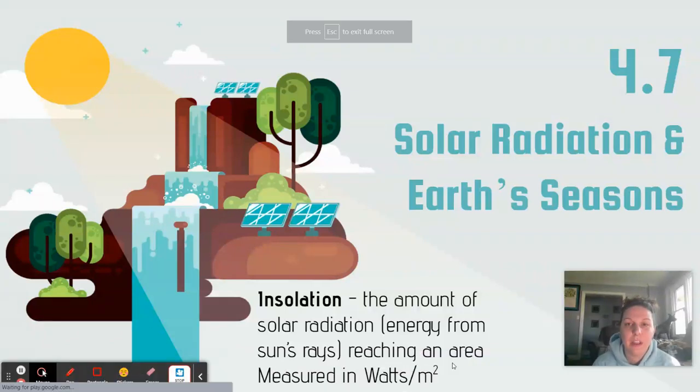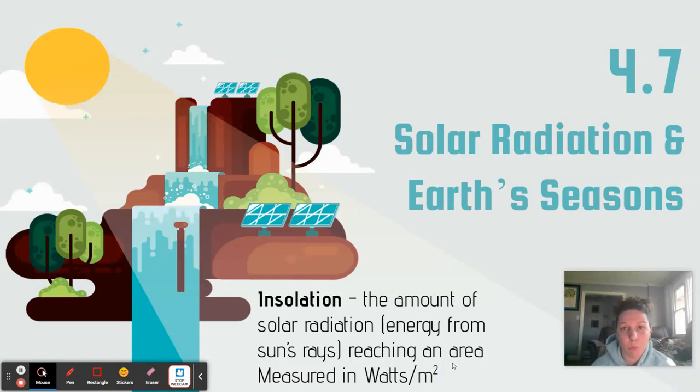Okay, guys, so we don't have that many slides today, but we do have a lot of information to cover. So we're going to go through 4.7, 4.8, 4.9, which is all going to be focusing on things that affect weather around the world. So we're going to start with the basic solar radiation and Earth seasons.